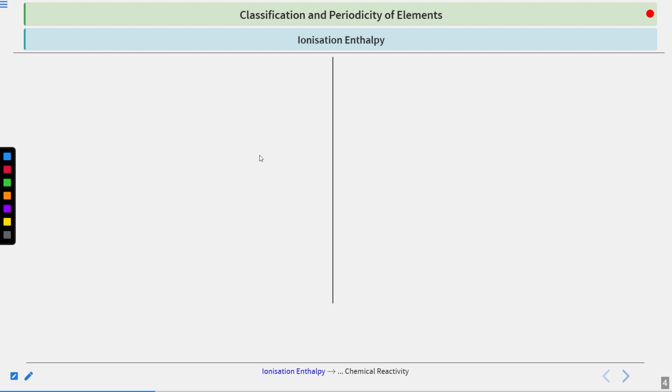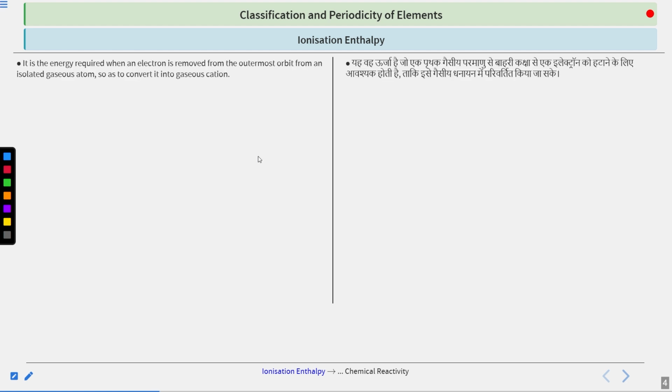First is ionization enthalpy. So what is ionization enthalpy? It is the energy required when an electron is removed from the outermost orbit of an isolated gaseous atom, so as to convert it into a gaseous cation. So it's very simple.